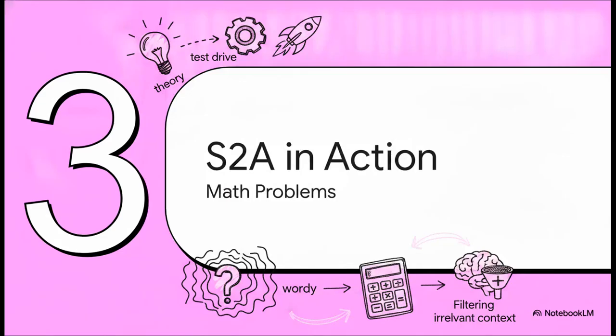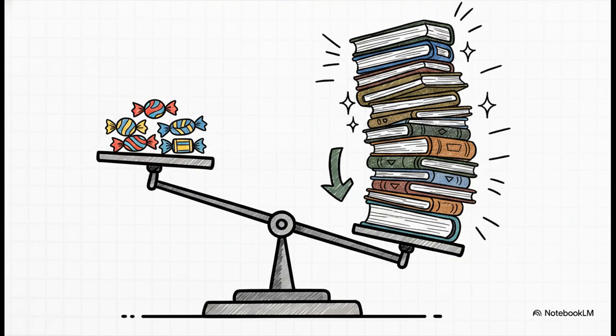Section 3. S2A in action. Now, theory is fantastic, but let's take the solution out for a test drive, shall we? Let's look at a classic test case. We'll read it together. Mary has 3 times as much candy as Megan. Mary adds 10 more pieces. Max has 1,000 more books than Mary. If Megan has 5 pieces of candy, how many does Mary have in total?